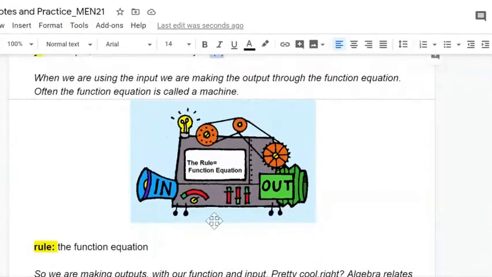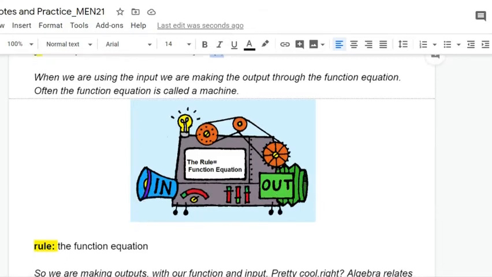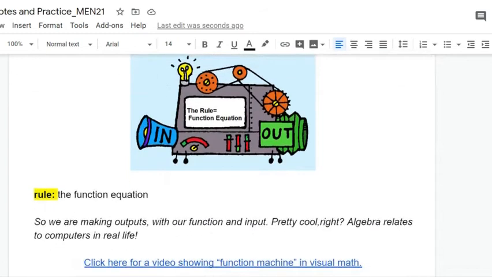Now, I'm also going to point out that this is called a function. And one of the ways that we think about functions is that the function is a machine. You put anything into the machine, it goes boop, boop, boop, and spits out the output. So it's kind of the in-between. The machine is the rule, or also the function equation. Anything you put in there, it'll spit out the output. So the rule is the function equation.